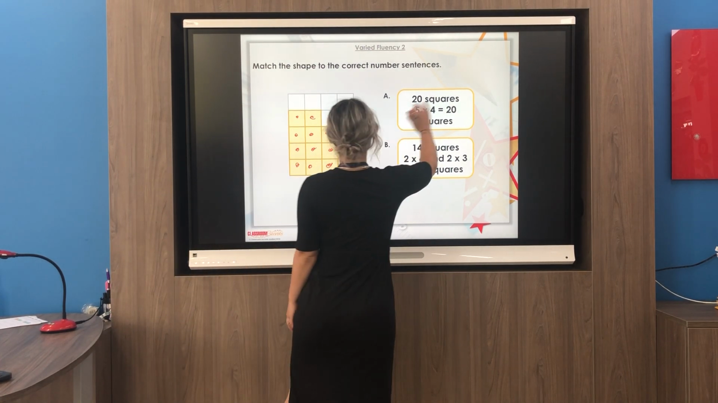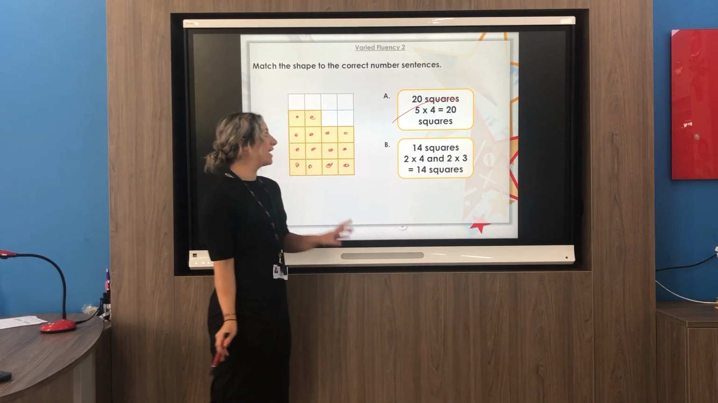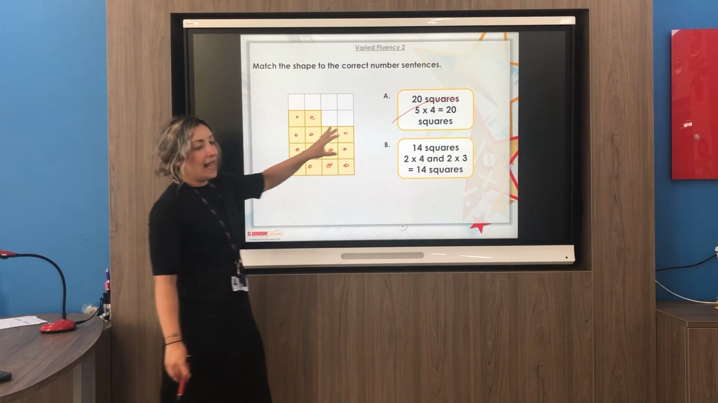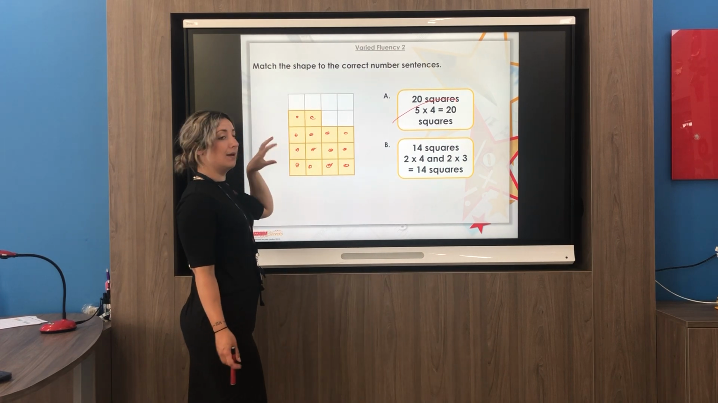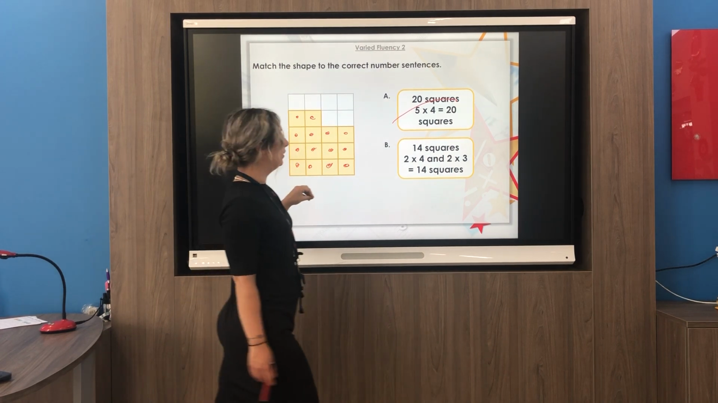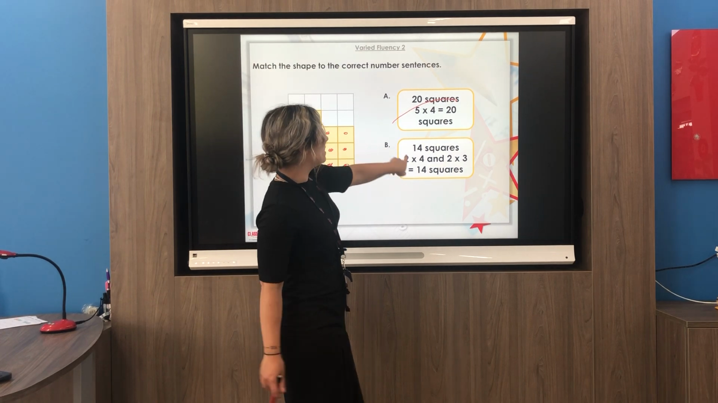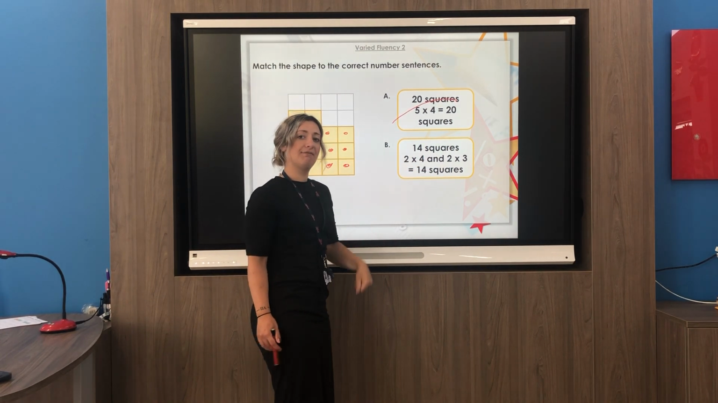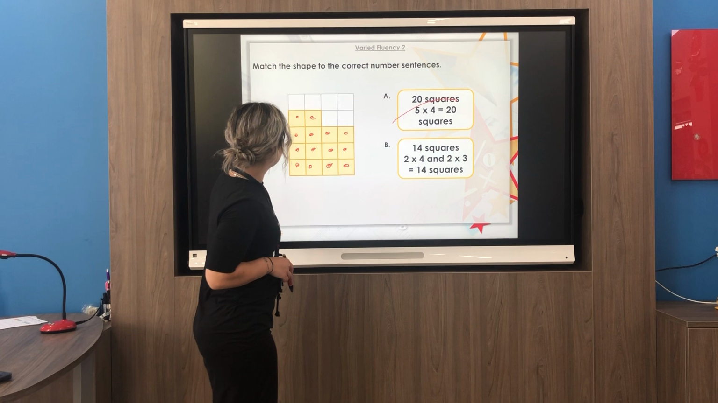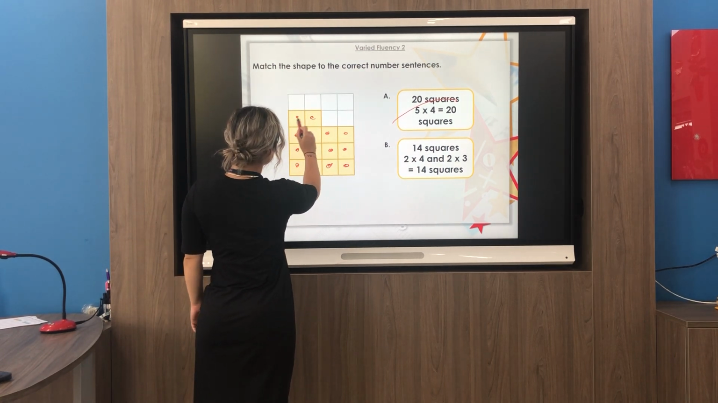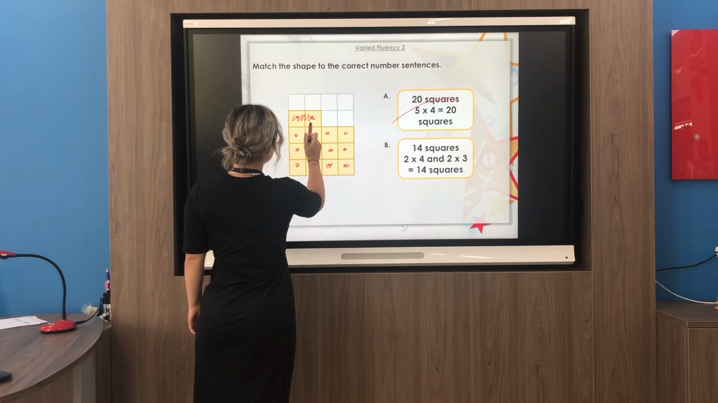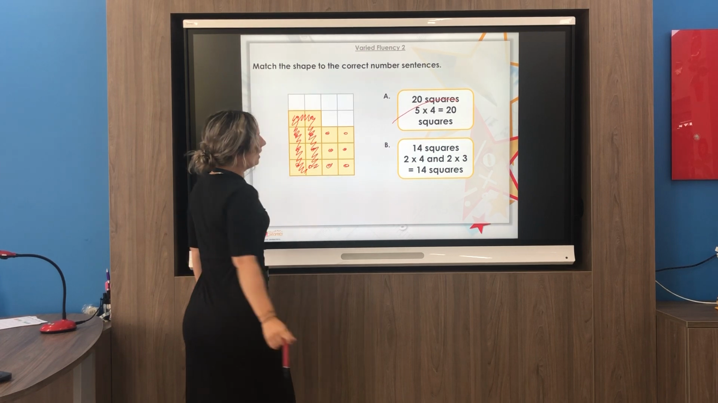So we know it's not going to be A because the area is 14. A has in fact counted the rest of the white squares. Remember, it's the inside of the shape. Now to do this, there are 2 different ways that you can find out the area without counting all of the squares. So they have done 2 times 4, which is 2 across and 4 down. 1, 2, 3, 4. So they've counted that as a shape.